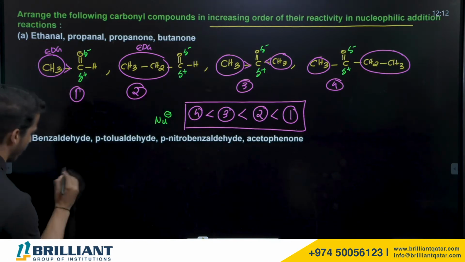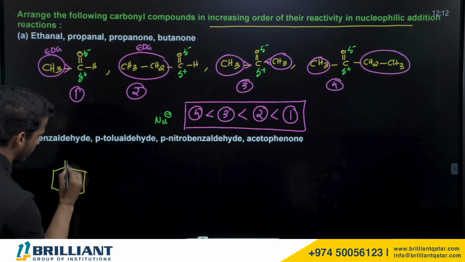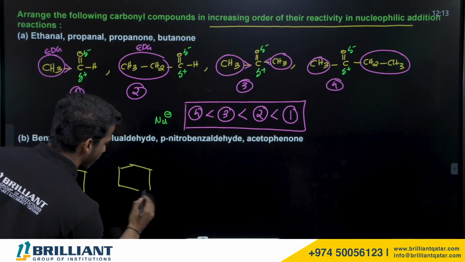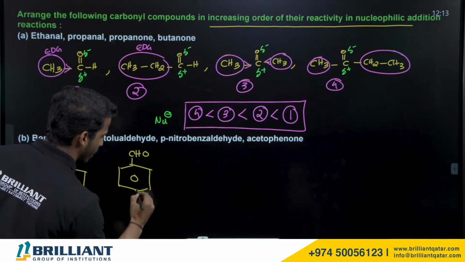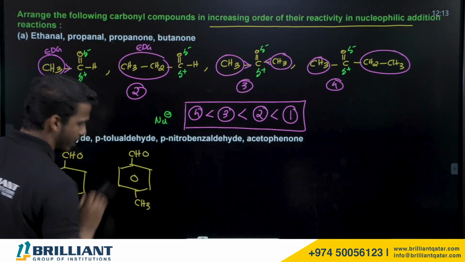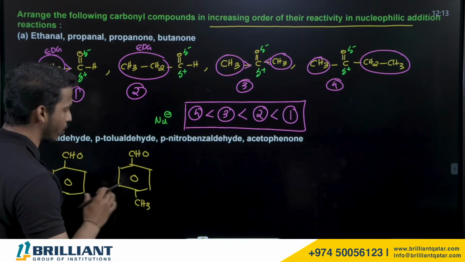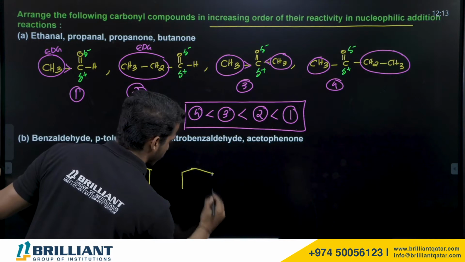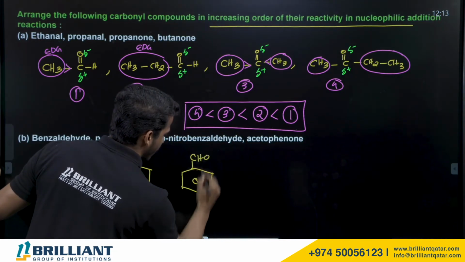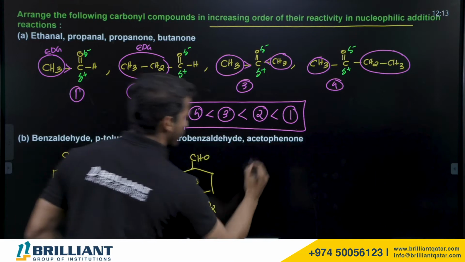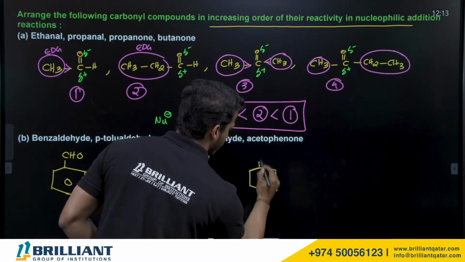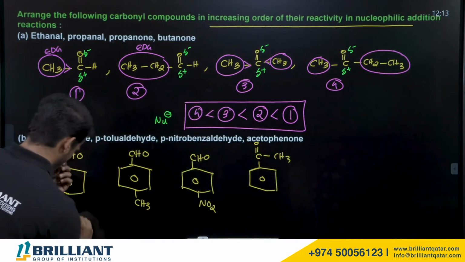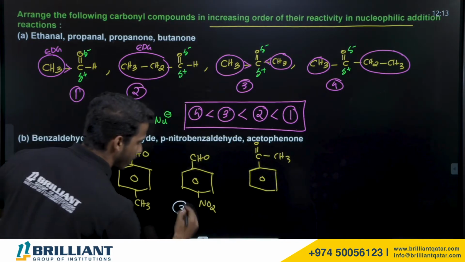Same question: benzaldehyde. What is benzaldehyde? Benzene with the CHO group. Para-tolualdehyde. What is para-tolualdehyde? An aldehyde with a para-position toluene. Benzene with CH3 is called toluene, benzene with CHO is called benzaldehyde, together it is called para-tolualdehyde. Para-nitrobenzaldehyde: benzaldehyde with a nitro group at the para position. And acetophenone. What is acetophenone? Benzene with COCH3. This is number 1, 2, 3, 4.